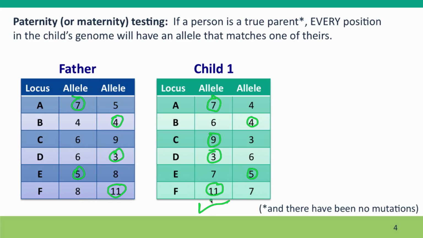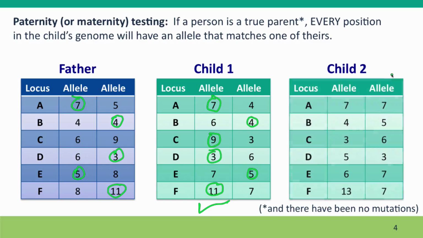Now, here's another child. We can do the same analysis. I'll do it in a different color. 7, yes. 4, yes. 6, yes. 3, yes. A 6 and a 7, uh-oh, no match. 13 and a 7, uh-oh, no match.